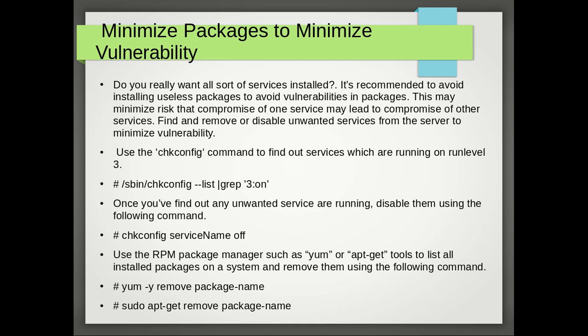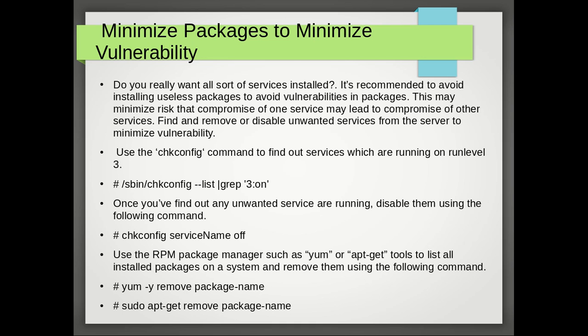The below command is used for listing all the system services running, which is /sbin/chkconfig --list | grep 3:on, which outputs the running services in the system. Once you have found any unwanted services running, disable them using the following command, which is chkconfig service name off.